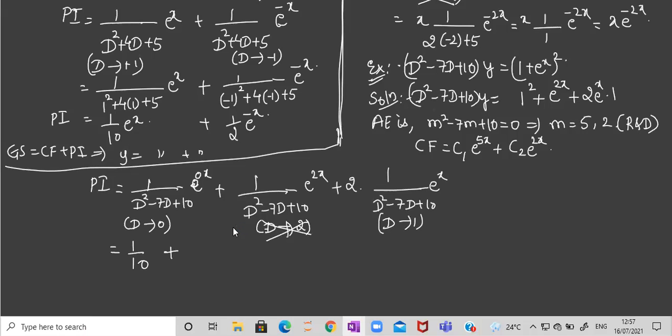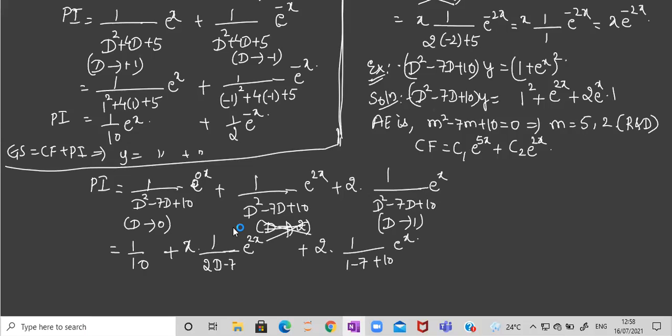So better, write like this for your convenience, understanding. Means we are not replacing. Multiply numerator by what is the derivative of denominator? 2d minus 7 plus 0. Yes, done. Here it will not become 0. So do the replacement. D square is 1 minus 7 into 1 plus 10.